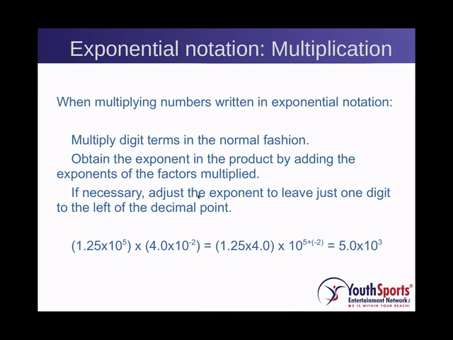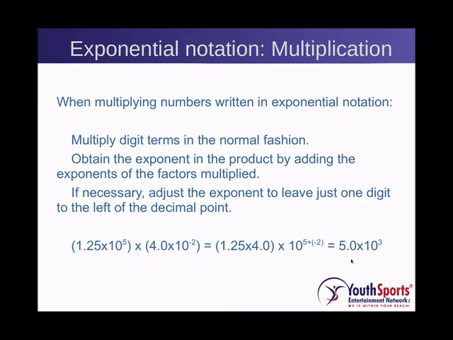If necessary, you can adjust the exponent to leave just one digit to the left of the decimal point. For example, if instead of 1.25 we were multiplying 12.5 times 4, we would end up with a 50 here. So you would have 50 times 10 to the 3. So you could convert that to 5.0 times 10 to the 4. This is the adjustment that is required after multiplying: you see if the result has only one digit to the left. If it doesn't, then you have to adjust the exponent so that you have only one digit to the left of the decimal point.